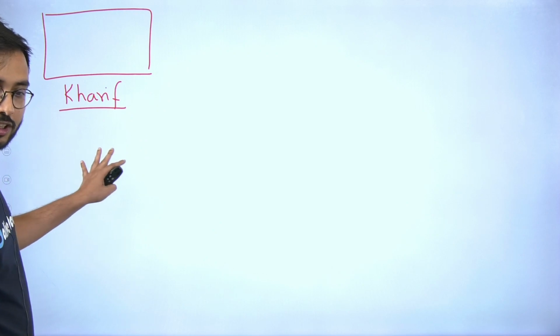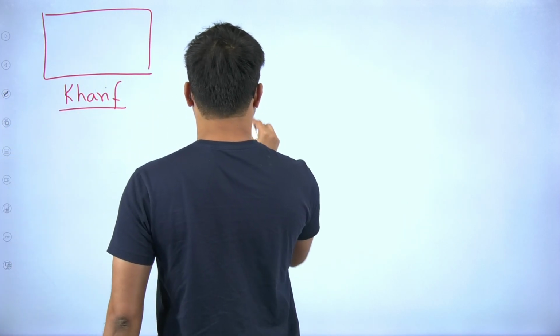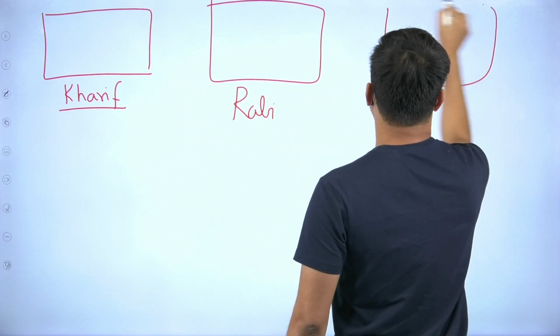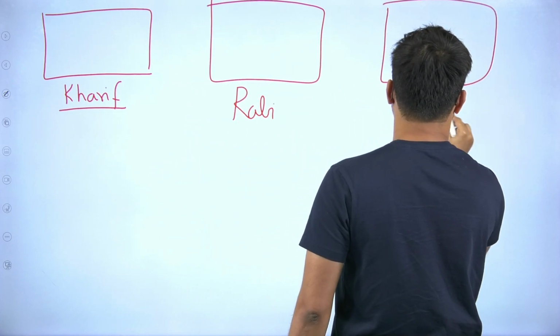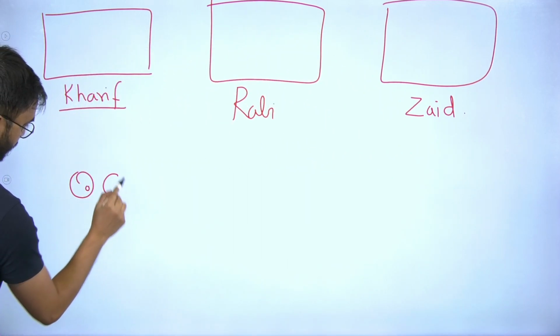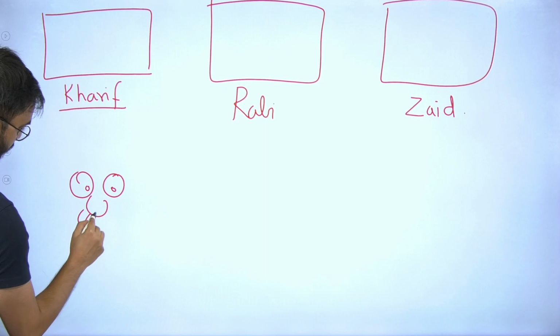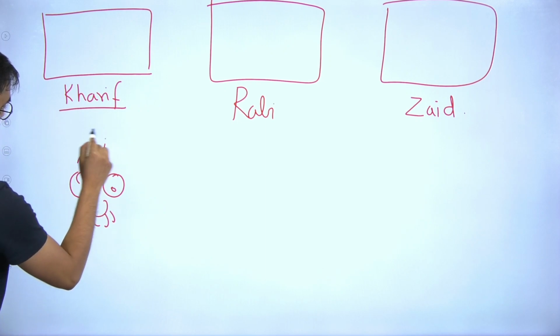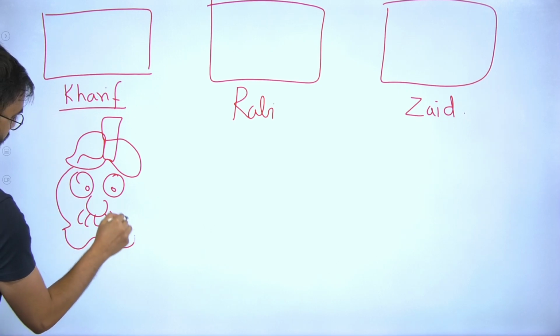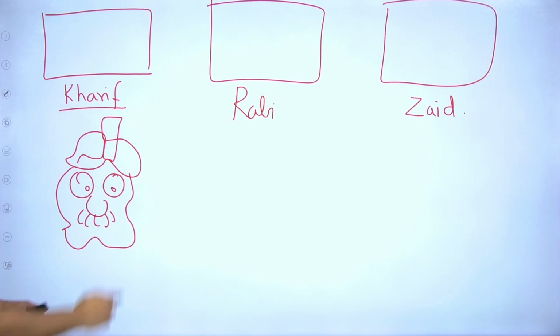Okay, suppose this is my Kharif season. This is my Rabi season. This is my Zaid season. Okay, considering that I am a farmer, consider that I am a farmer. Okay guys, I am a farmer.